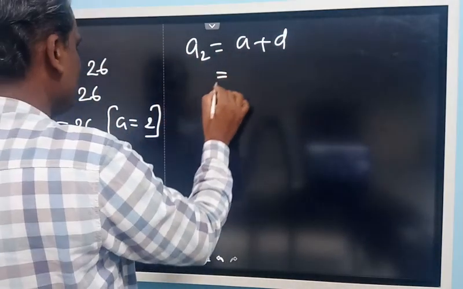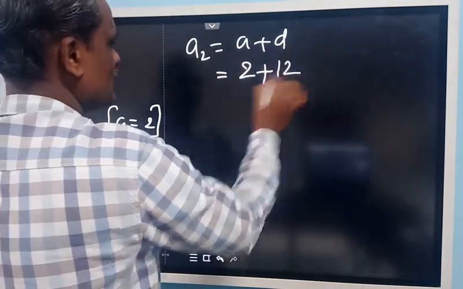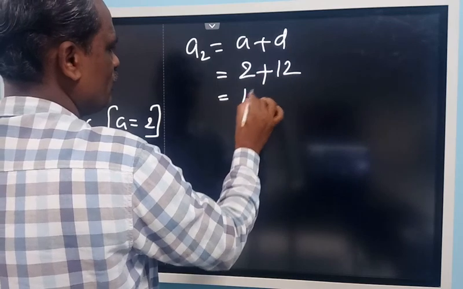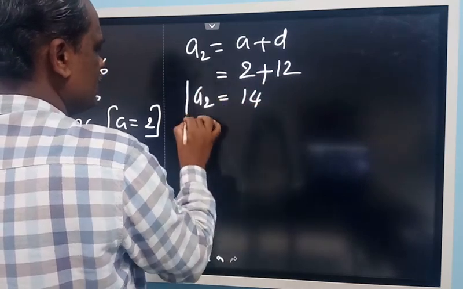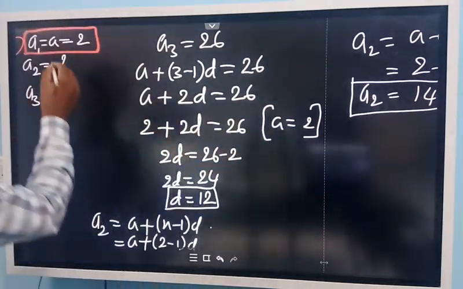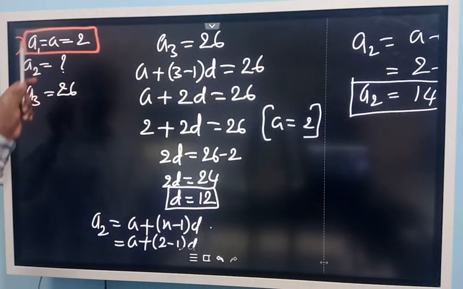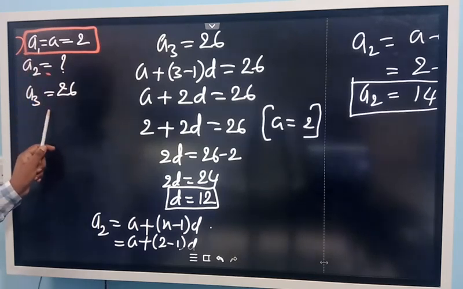What is the value of A? It is 2. What is the value of D? It is 12. So the second term is 14. So we got the missing term, that is A2 is equal to 14. Look at this: the first term is given, the second term is missing, the third term is given.